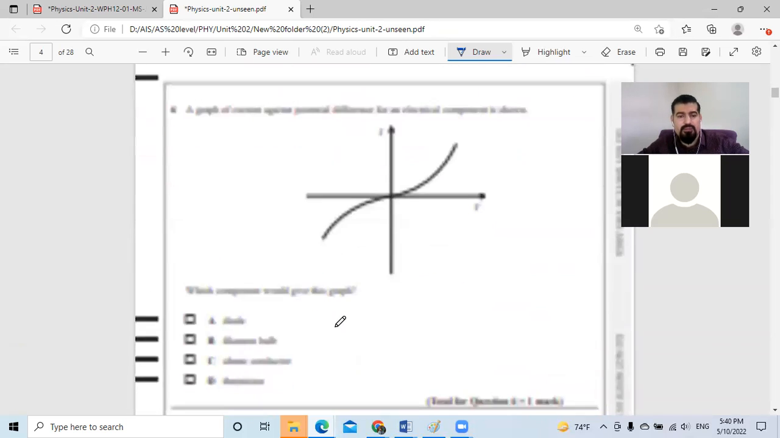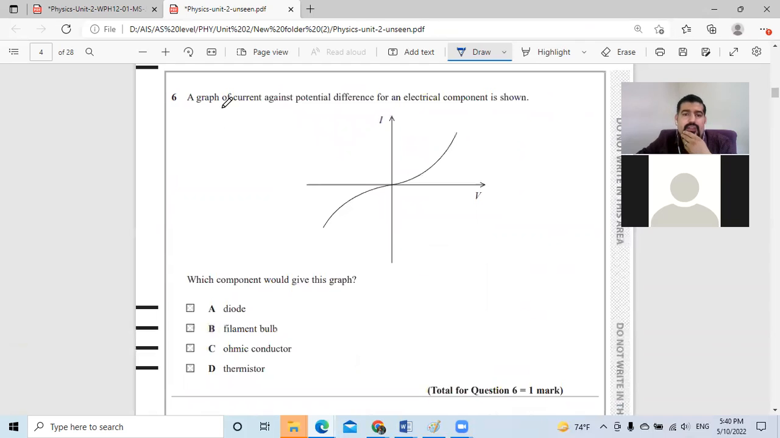Okay, let's move on to question number 6. The graph shows current versus voltage of an electrical component. Who can tell which component this is? As the voltage increases, the rate of current decreases, because it's increasing. So yes, the answer is, thank you, Ammar, it's thermistor.